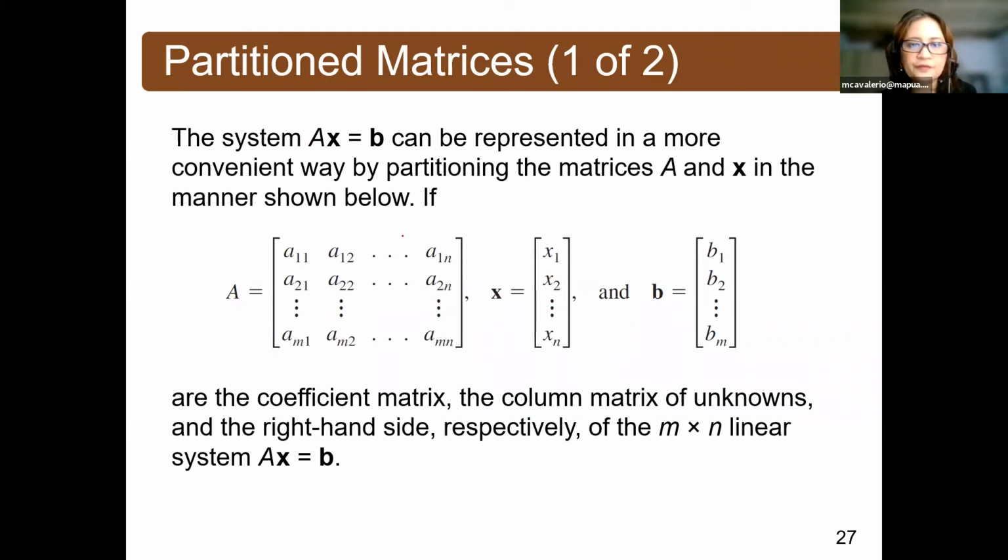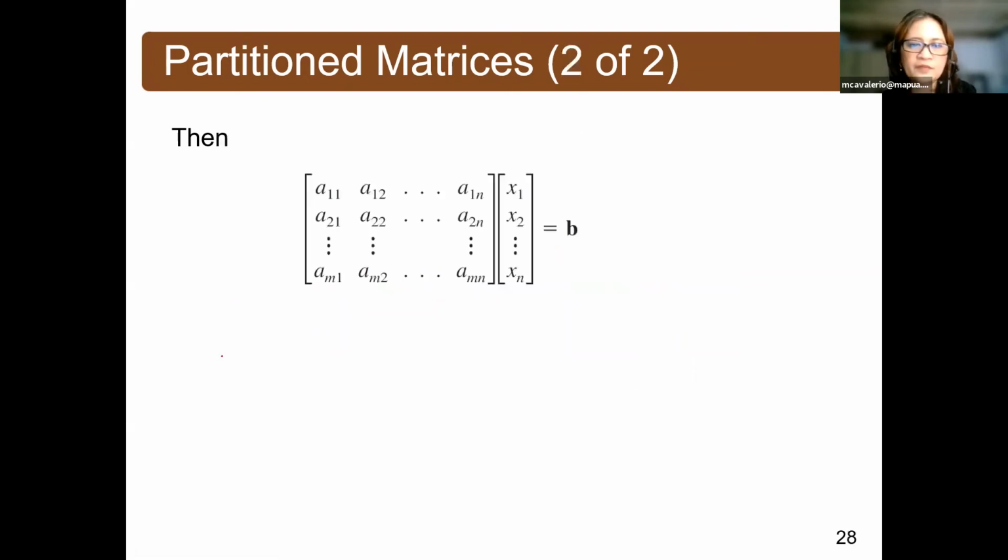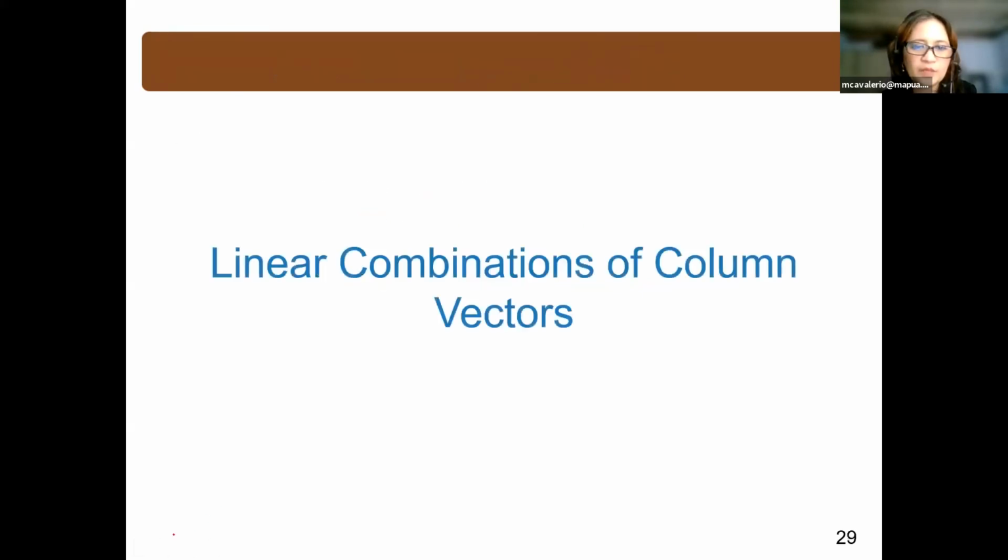So if A, X, and B are given as the coefficient matrix, the solution vector, and the vector that consists of all the constants, respectively, of the m by n linear system AX equal to B, then we will have the coefficient matrix multiplied by x sub 1, x sub 2, up to x sub n, equivalent to B.